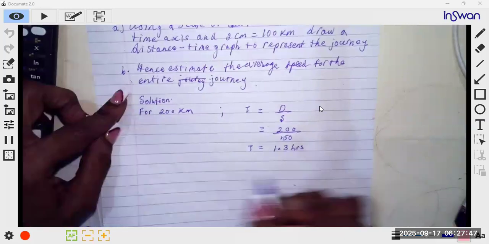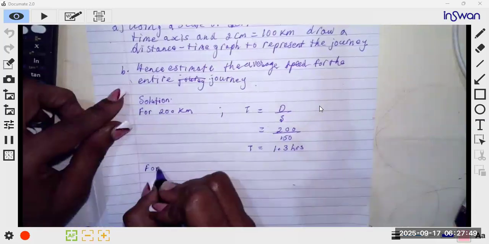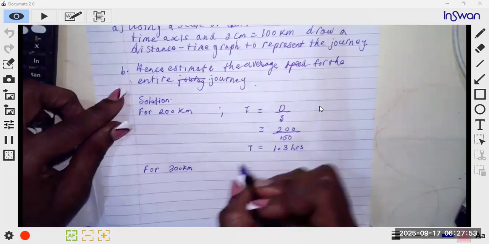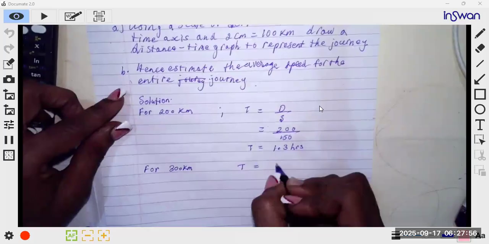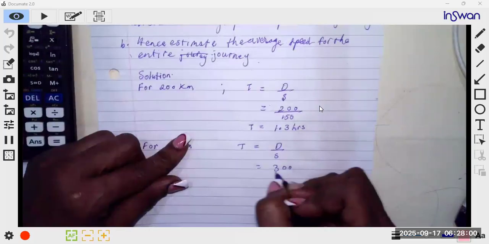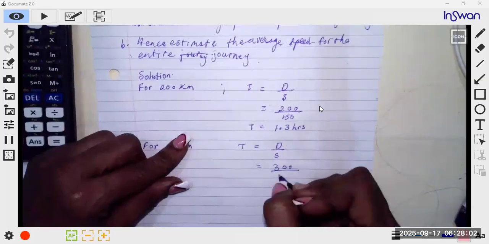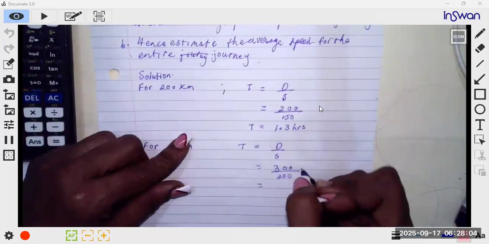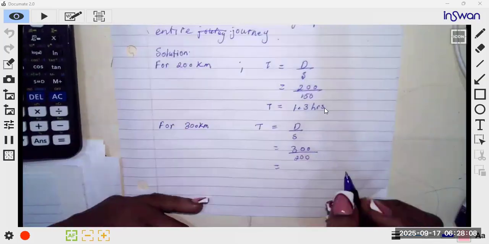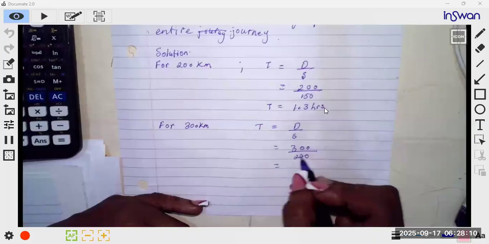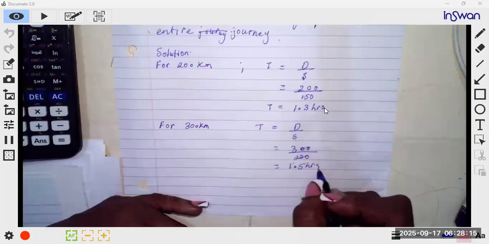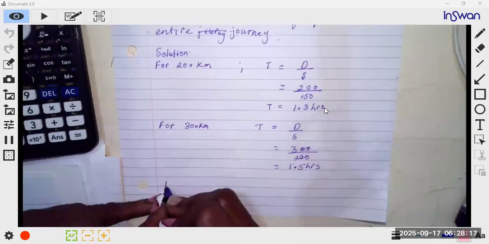And now for the 300 kilometers, the time will be equal to the same distance divided by speed. The distance is 300 divided by my speed, the speed is 200. Then they cancel out the zeros, and you'll get 1.5 hours. And now we'll go for the 400.